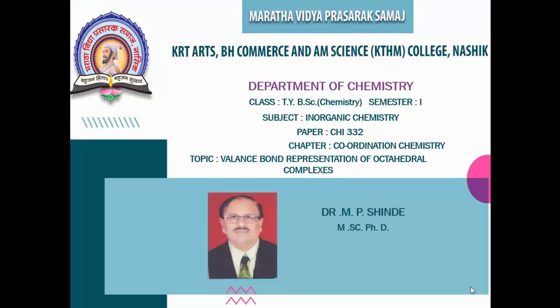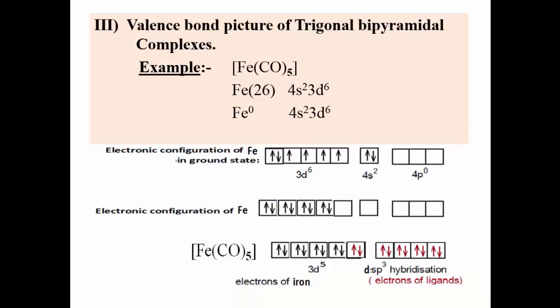In the last lecture, we discussed the valence bond representation of tetrahedral complexes and square planar complexes. Today, we are going to discuss the valence bond representation of octahedral complexes. This is a very important point. Before that, we have to discuss the valence bond picture of trigonal bipyramidal complexes.